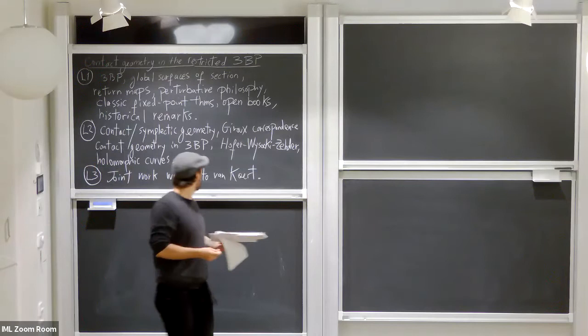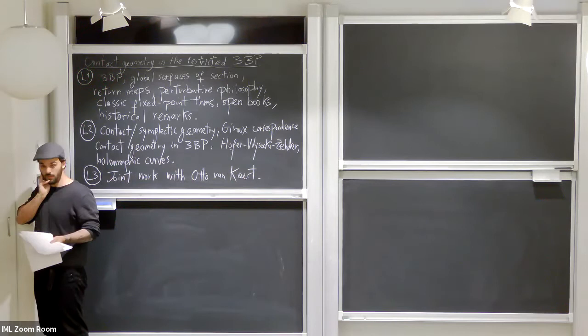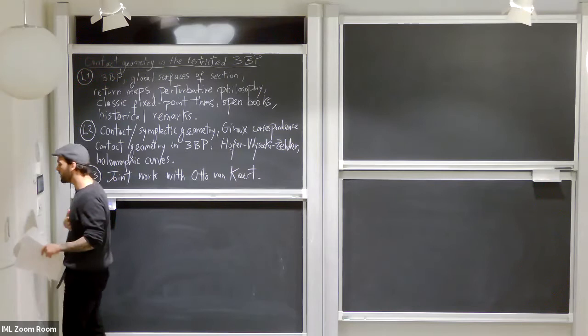Okay, so as I was saying, the second lecture is going to be more on the geometric and contact aspects. I'm trying to cover a bit of the work by Hofer, Wysocki and Zehnder with a view towards the three-body problem. And if I have enough time, in the third lecture I'll cover what we've done with Otto.